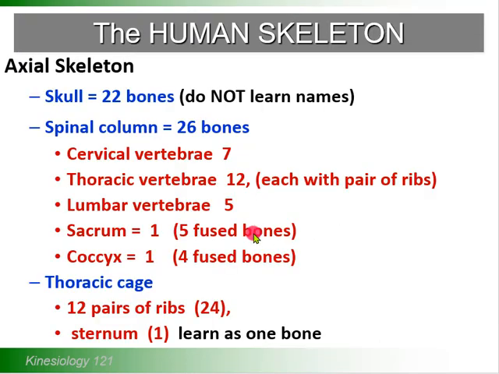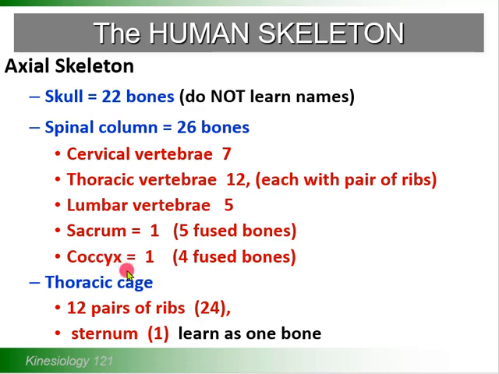In axial skeleton, we see skull, which has 22 bones, and in spinal column we see 26 bones: 7 cervical vertebrae, 12 thoracic vertebrae, 5 lumbar vertebrae, 5 fused sacral vertebrae, and 4 fused coccyx or coccygeal vertebrae.